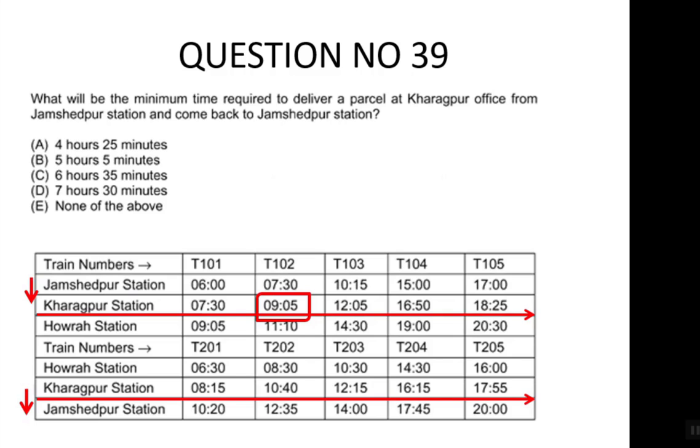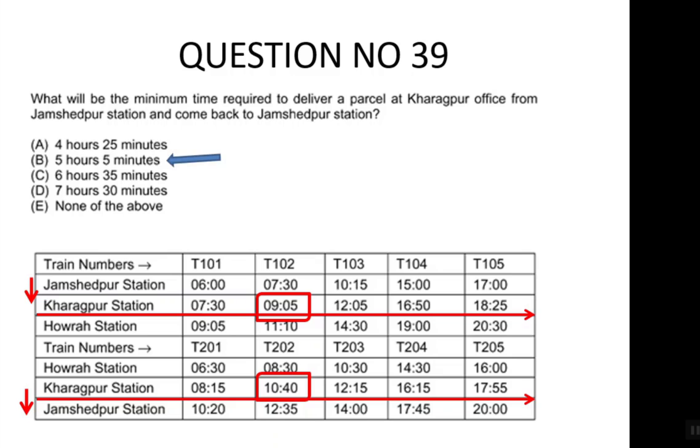And after 1.5 hours, that is after dropping the parcel, he can come back to Kharagpur station, and at that time the timing will be 10:35. So the very first train he can board will be leaving at 10:40. So precisely he is going to start from Jamshedpur station at 7:30 and reach Jamshedpur station at 12:35. That will take him 5 hours 5 minutes. That is option B, Bombay.